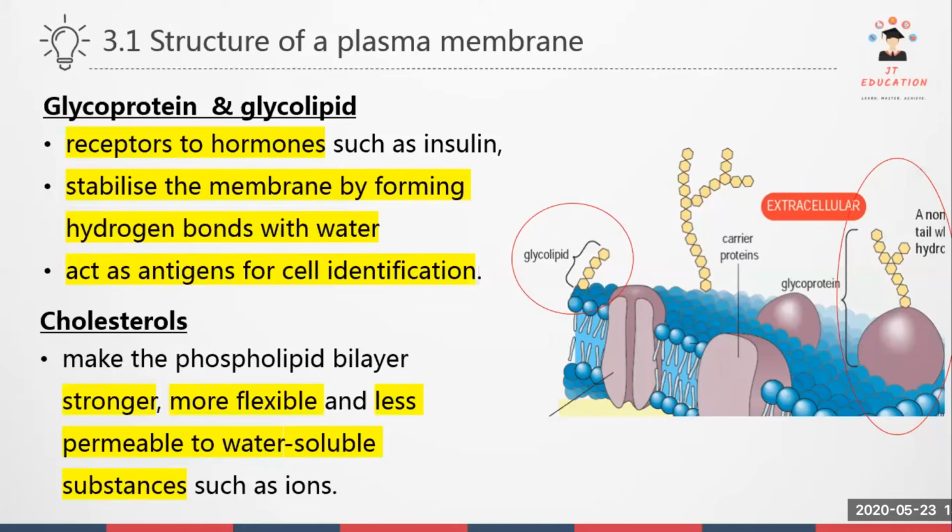Then we have cholesterol. Alright, we know that a very high cholesterol level is very unhealthy for our body. It will increase the risk of cardiovascular disease like heart attack and stroke. However, our body needs an optimum amount of cholesterol to make the phospholipid bilayer stronger, more flexible, and also less permeable to water-soluble substances such as ions. Cholesterol is not all bad, but is necessary in our body.